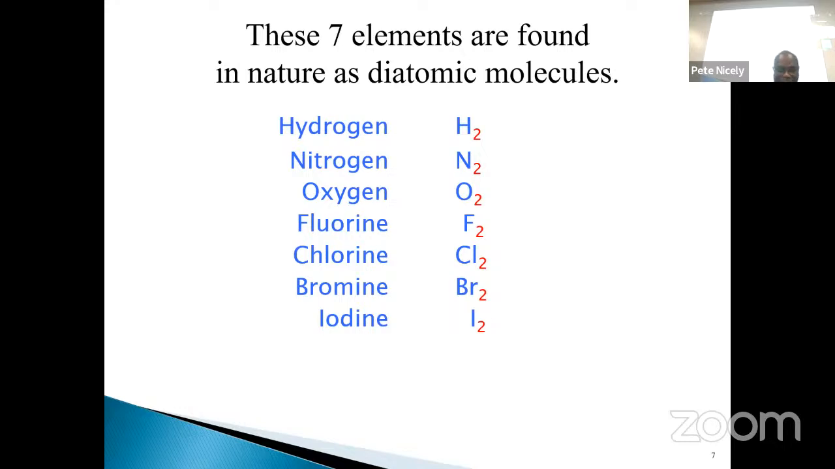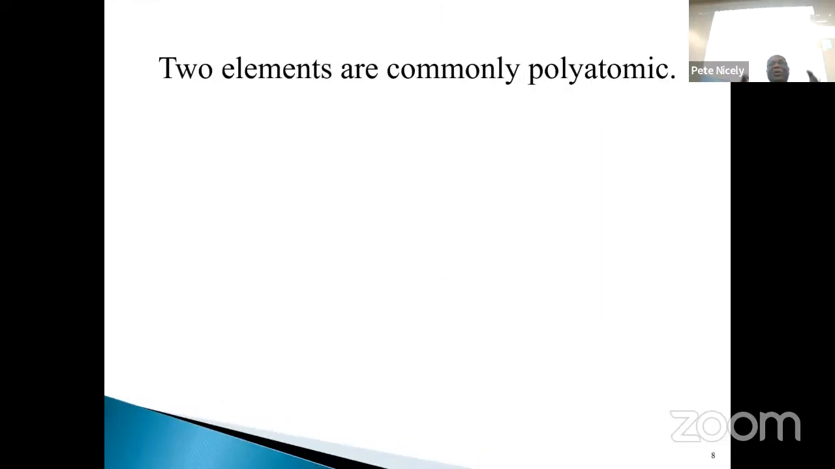And then we have 2 elements that exist as what we call polyatomic. In other words, more than 2 atoms per molecule. And here they are: sulfur, which exists as 8 atoms in 1 molecule, and phosphorus, which exists as 4 atoms in 1 molecule. And again, you need to memorize these as well, right? So you need to memorize the 7 that I gave you earlier as diatomics, and then these here as polyatomics: sulfur 8, phosphorus 4. All right. So that's basically how we deal with those elements.